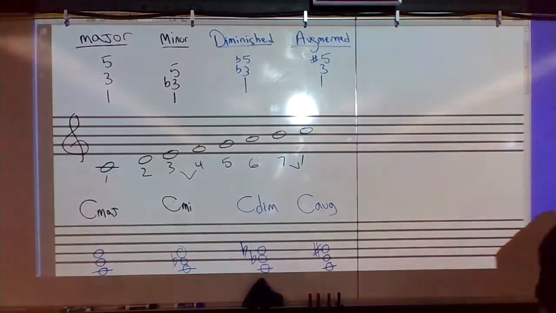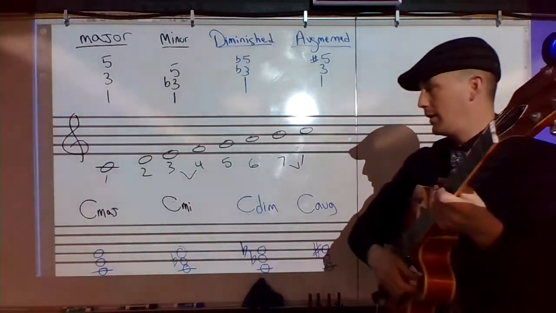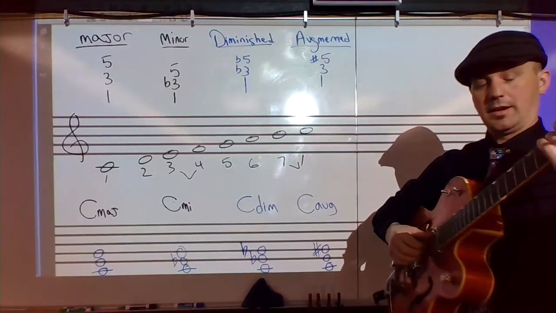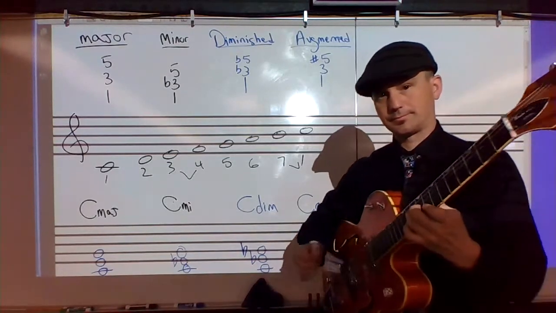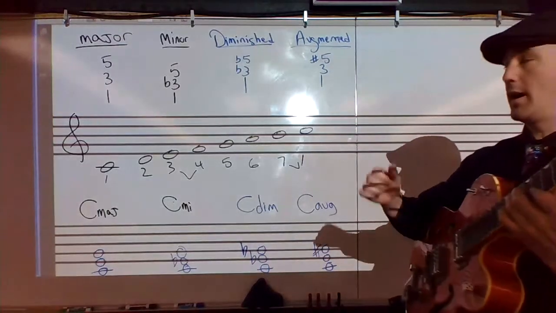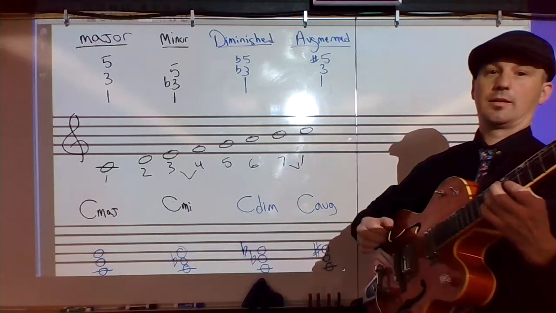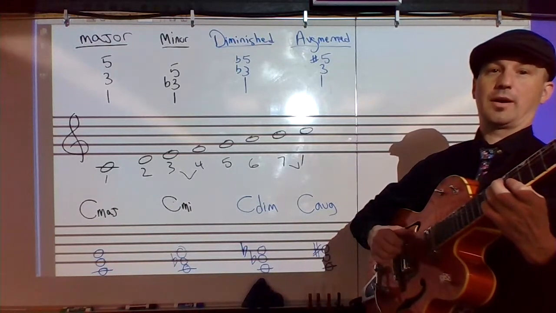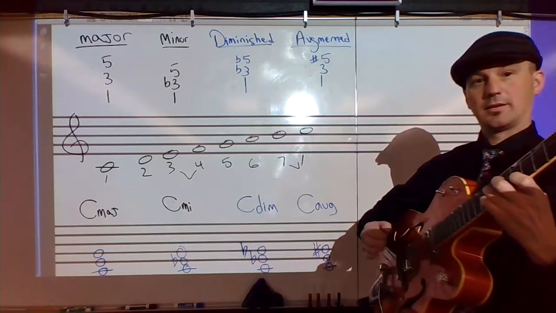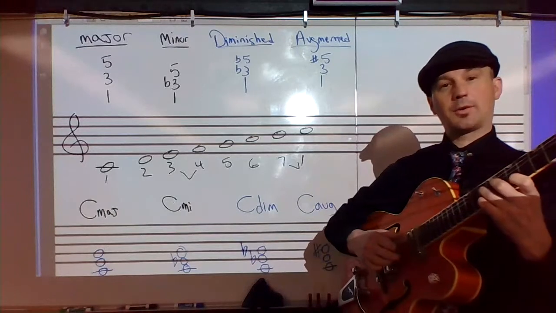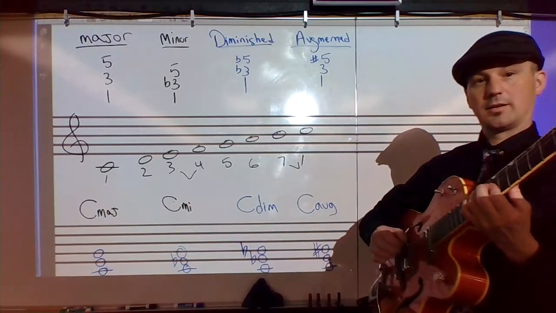Just really quickly, to give you a little bit of an oral idea of what we're talking about. If I play C major, it's going to sound like this. 1, 3, 5. If I play C minor, it's going to sound like this. 1, flat 3, 5. If I play C diminished, it's going to sound like this. 1, flat 3, flat 5. And then C augmented is going to sound like this.